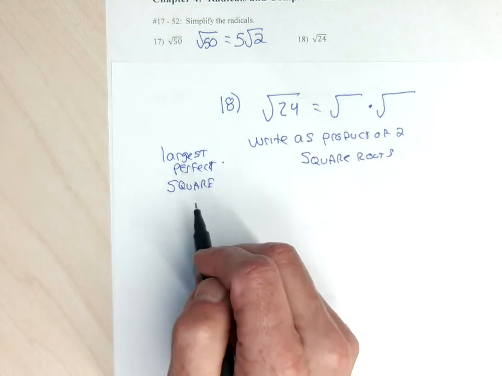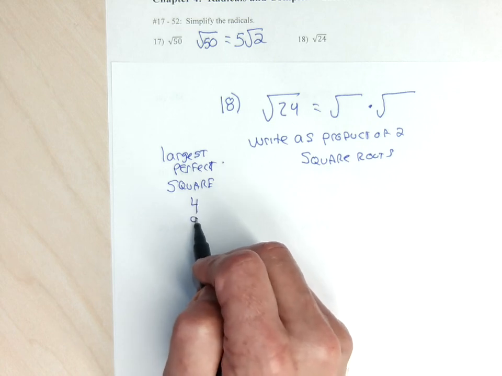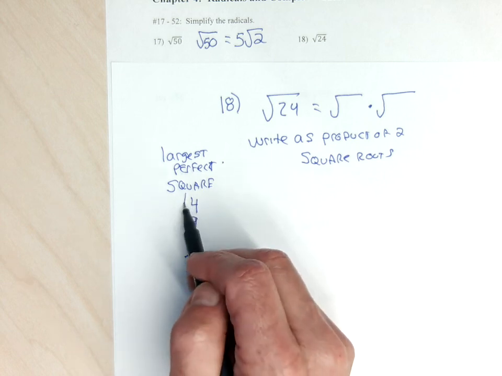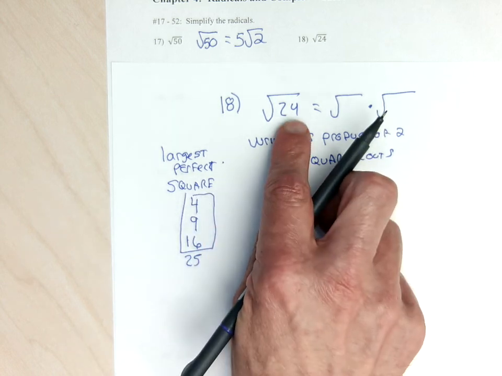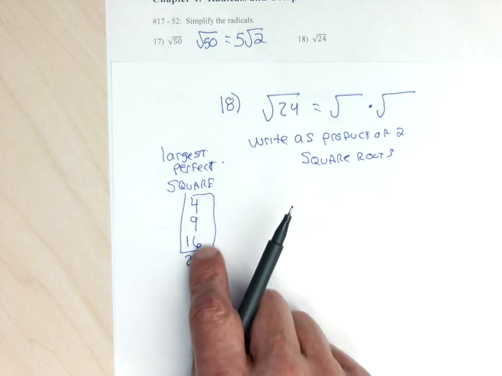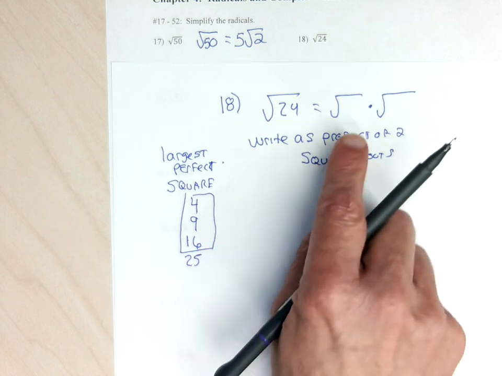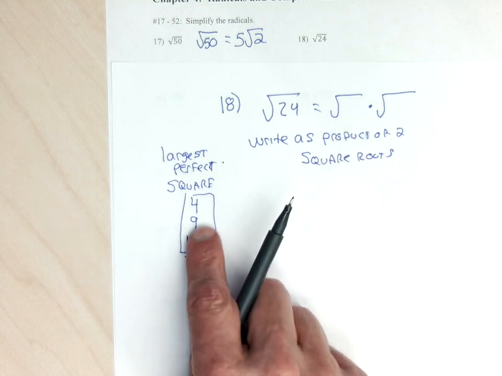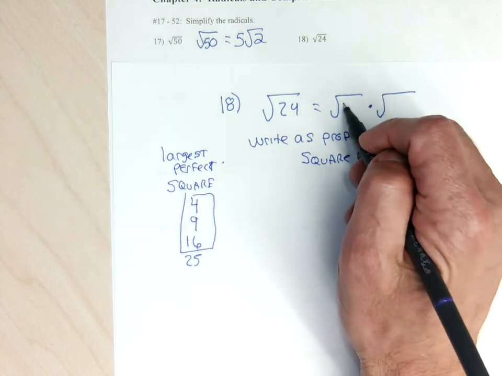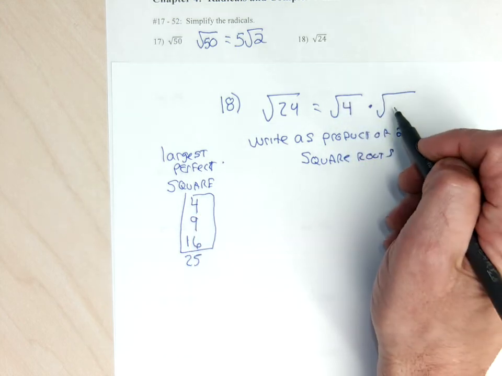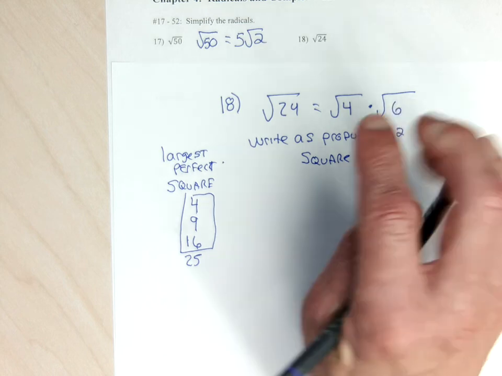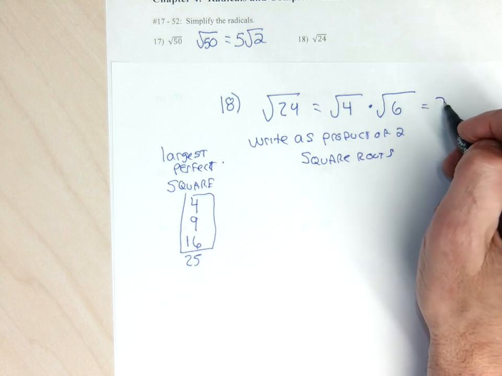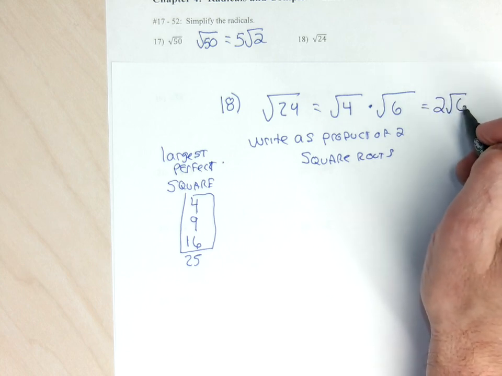I'm not going to worry about 1. 2 squared is 4, 3 squared is 9, 4 squared is 16, 5 squared is 25. I look at the list of perfect squares that are less than 24, and I ask myself, is 24 divided by 16 an integer? If it is, I'd put 16 in that radical, but it's not. Is 24 divided by 9 an integer? No, but 24 divided by 4 is an integer. I'm going to break this up into 24 equal to 4 times 6, because 24 divided by 4 is 6. Then I'm going to do the square root of 4, which is 2. This is going to give me 2 square root of 6.